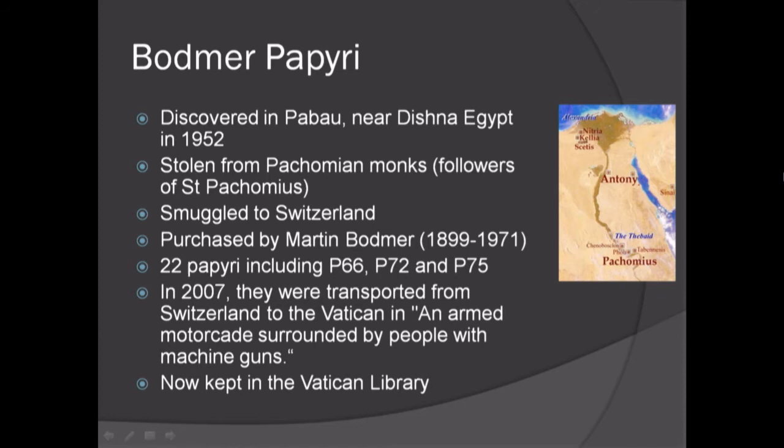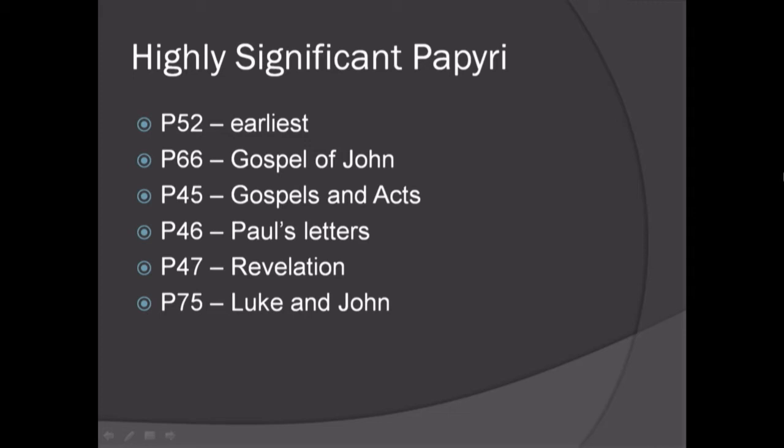All right, highly significant papyri. P52, I'm going to describe each of these in a bit more detail, is the earliest. P66 contains the Gospel of John. P45, Gospel and Acts. P46, Paul's letters. P47, Revelation. And P75, Luke and John.